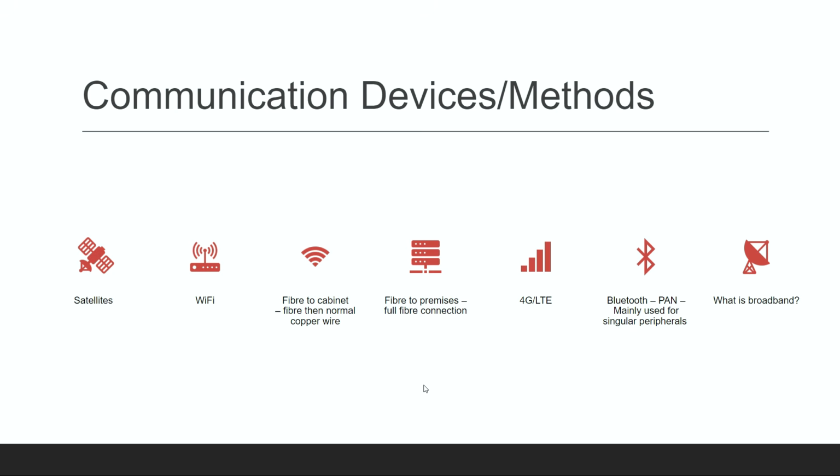Okay, so communication devices and methods. So I'm going to only look at the devices and methods here. We will go into this more when we get to the networking section, okay? So we have satellites. That's how we get our 4G, 5G. That's how we get GPS. We have Wi-Fi. This is what people tend to have at home. Wireless fidelity. Fiber to cabinet.